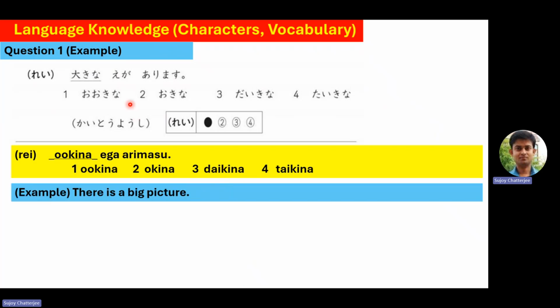So what's the meaning of that? Okina ega arimasu. Ega means picture, arimasu means to exist. So there is a big picture. This is big. Okina. Okina ega arimasu. This is the adjective. So the answer will be okina. The number one will be the answer. And rei means example.